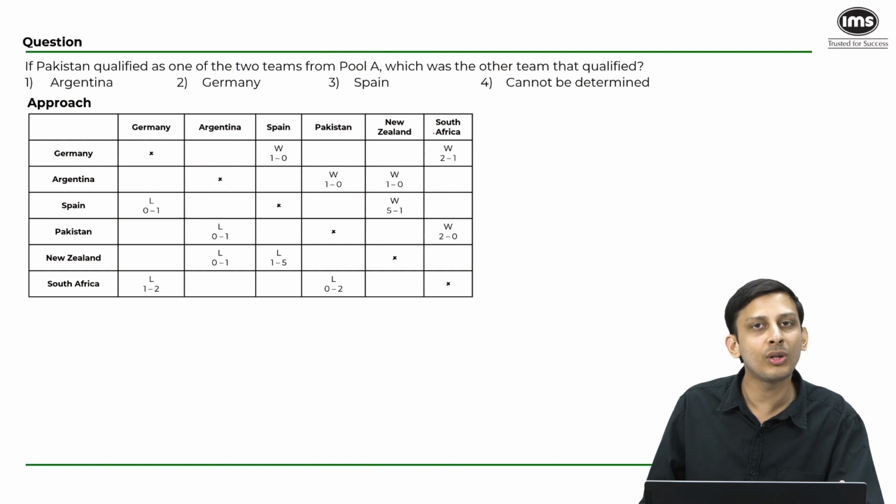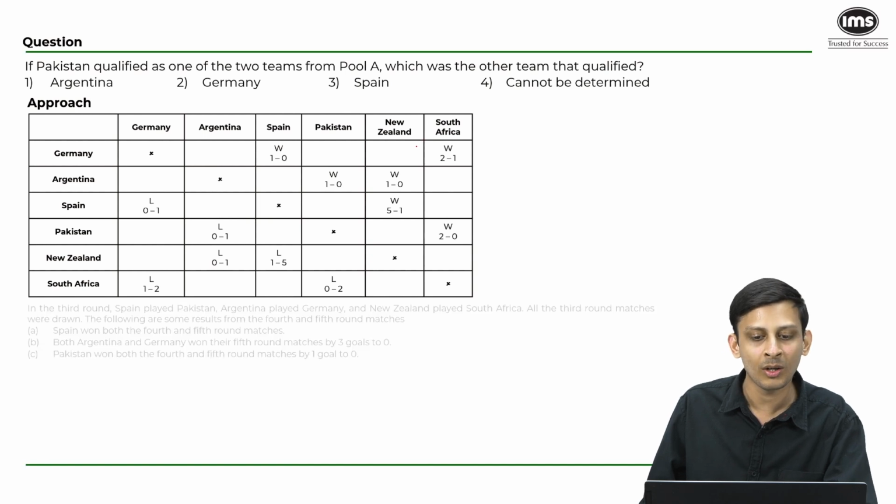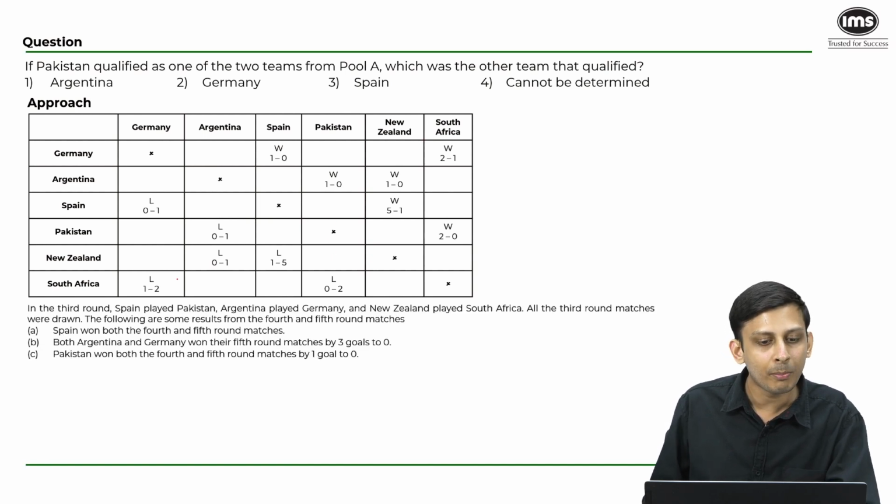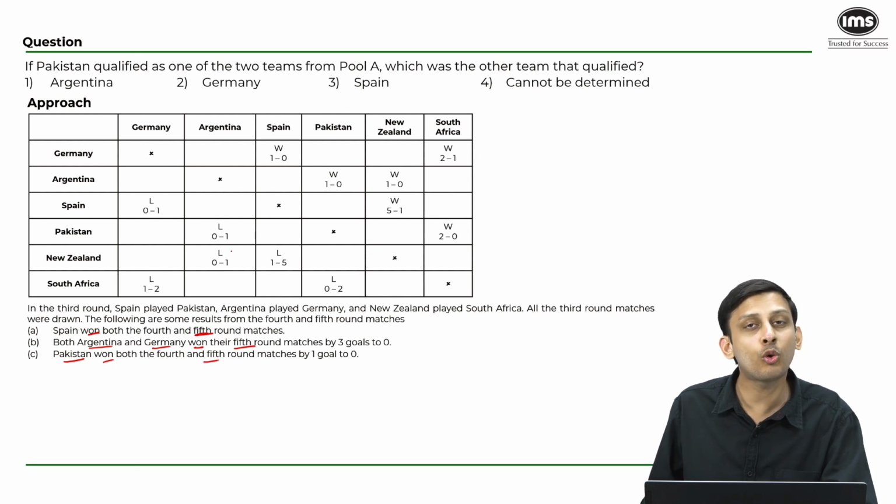Now, there is actually a problem with the information regarding these further rounds, and therefore a problem with these last two questions. The problem is that it has been given, in the information about the 5th round matches, that Spain won its 5th round match. Argentina and Germany are also winning their matches in the 5th round. And then Pakistan is also winning its match in the 5th round. So we have a total of 4 teams winning their matches in the 5th round.